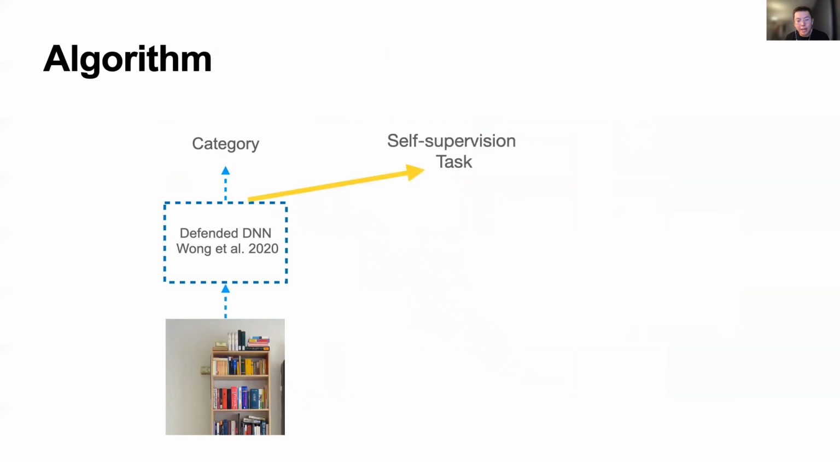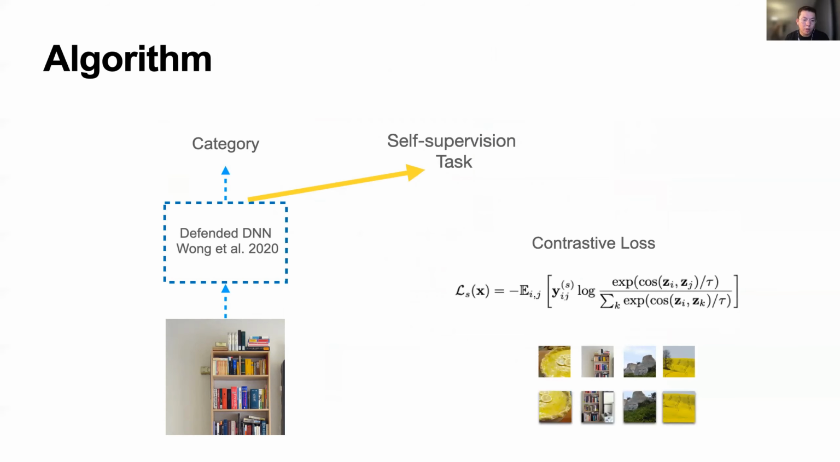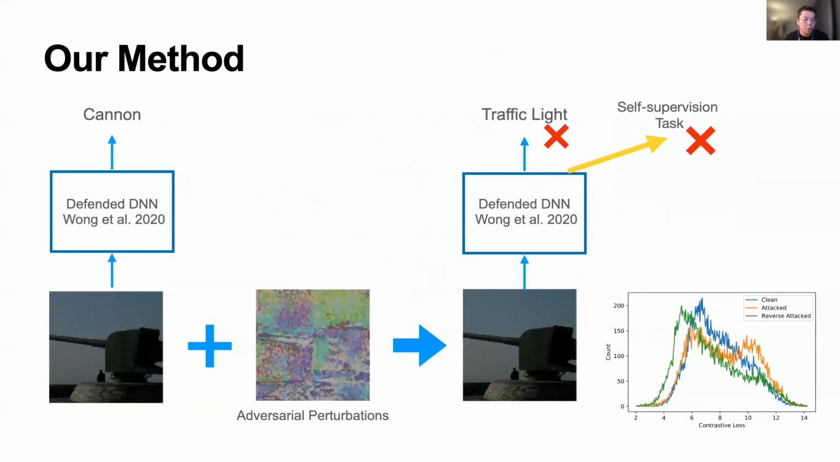We first train a separate self-supervision model on natural images. We only optimize the yellow part. We train a contrastive loss to discriminate which two patches are from the same image. When adversarial perturbations are added to the input, they all corrupt the image structure that is used to predict the self-supervised task, causing the self-supervision task to fail.